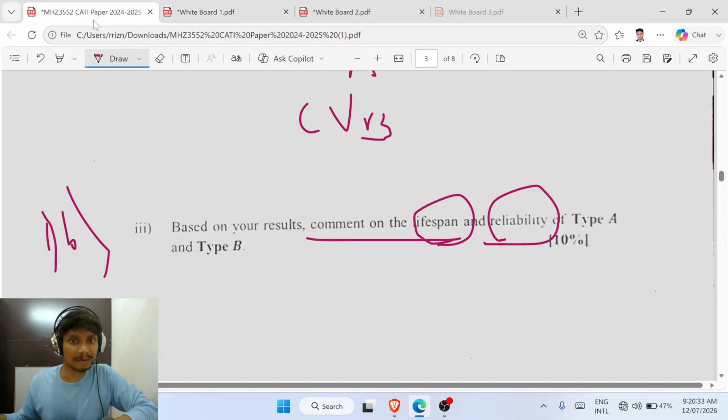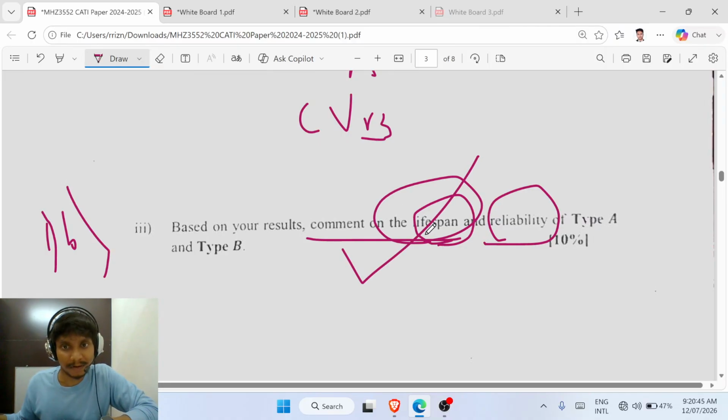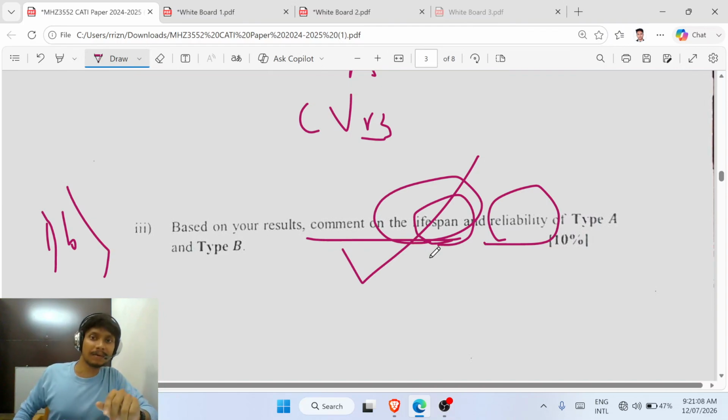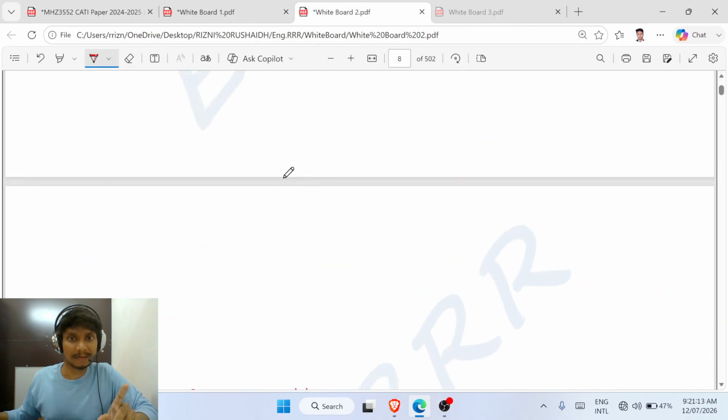Now we have discussed comment on the lifespan. Based on our research, the lifespan of B is 127 hours and the lifespan of A, which is XA bar, is 120. Therefore, 127 is greater than 120. This is the best way to comment here.